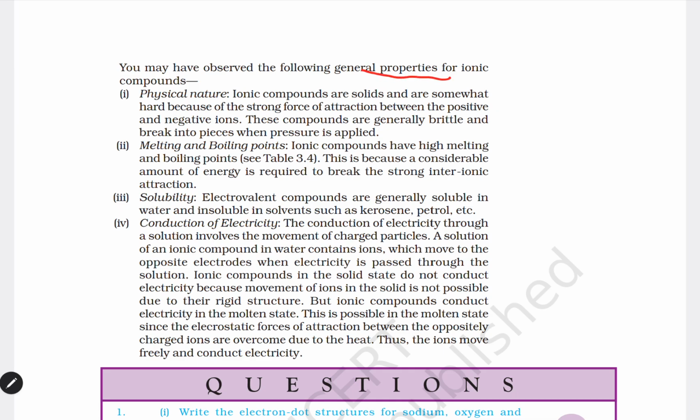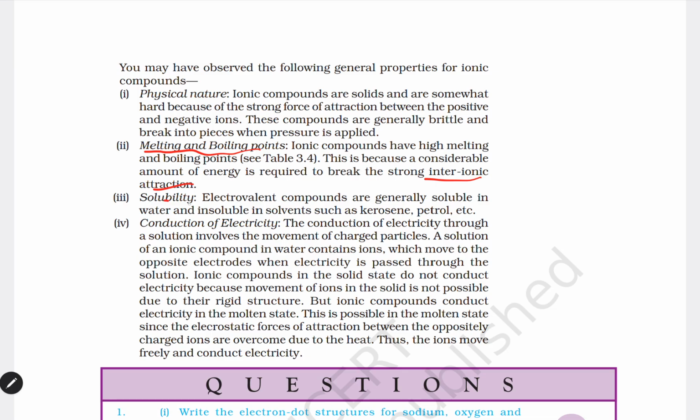What is the physical nature? They are solid and crystalline at room temperature. They form crystals because of the regular arrangement of the ions. What about the melting and boiling points? Due to strong electrostatic forces between the ions, a lot of energy is needed to break the bonds. Hence they have high melting and boiling points. You can make a note of that.